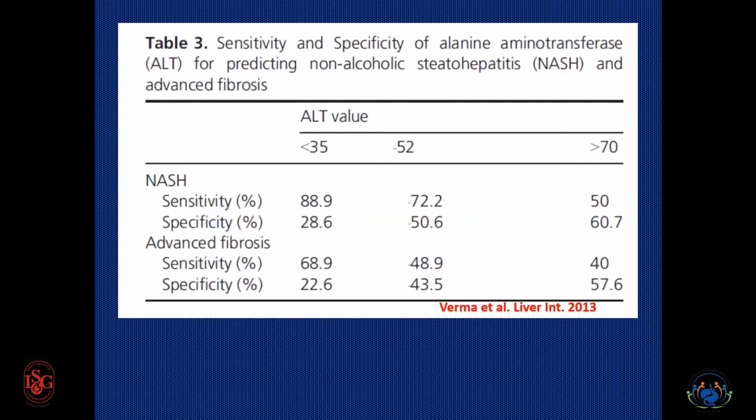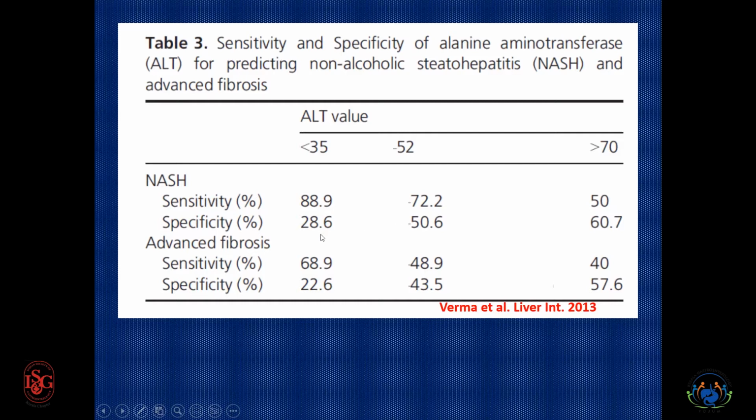So let me take the case of Verma et al., published in Liver International 2013. They looked at the sensitivity and specificity of ALT for predicting non-alcoholic steatohepatitis and advanced fibrosis. When they took an ALT cutoff of 35, the sensitivity was 88.9%. But when they increased the cutoff to 52, the sensitivity came down. They increased it to 70, and the sensitivity came down to 50.